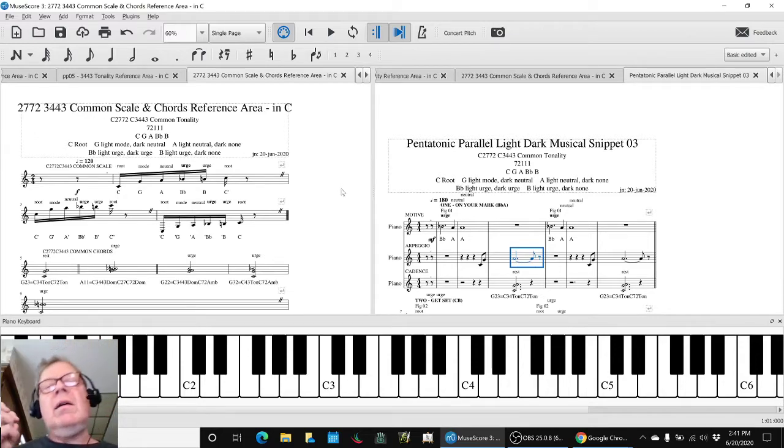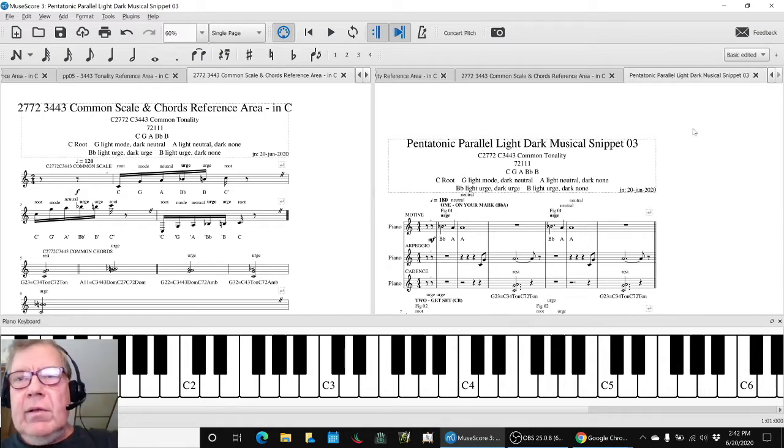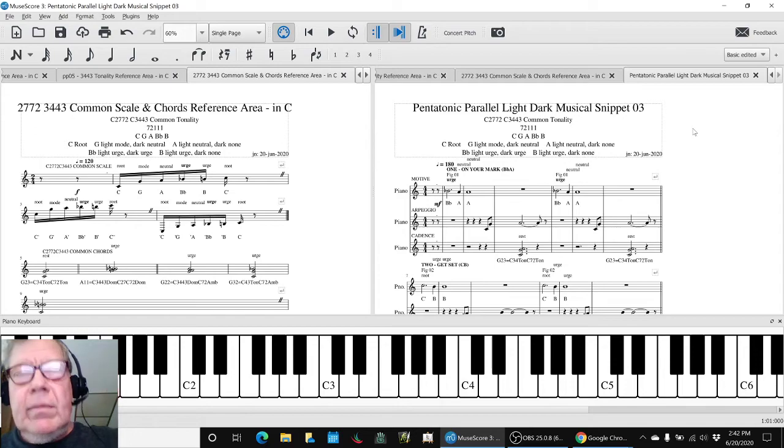And the whole concept here, remember, a key concept of this series is using two scales together in one composition. And here we go. This is what we've got so far. And I'll turn the mic off so that we can listen to it and enjoy it.